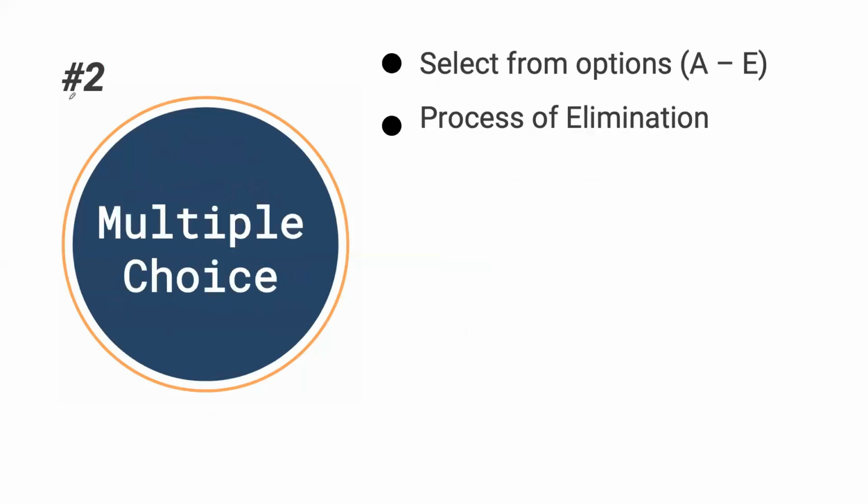All right, number 2 is the multiple choice question type. Now, most people are probably very familiar with this question type because it's quite prevalent in the academic setting and in university. So basically, you have to select from options. In the exam, you can have options up until E, so you can have A through E, and you'll have to use process of elimination here. So let's look at an example.